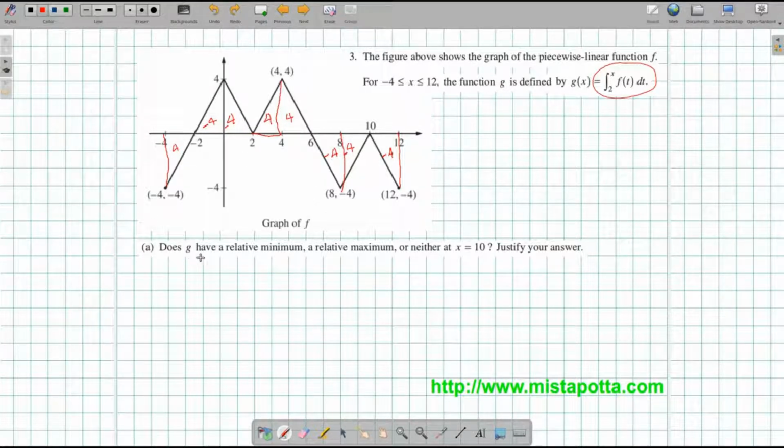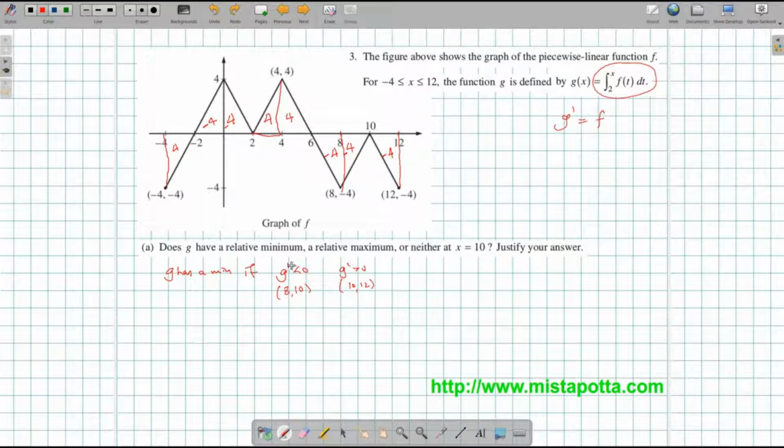So the question is, does g have a relative minimum, a relative maximum, or neither at x equals 10? Justify your answer. I'm looking to see if g has a minimum, if g prime is less than 0 on the interval from 8 to 10, and g prime is greater than 0 on the interval from 10 to 12. Well, g prime is really f.